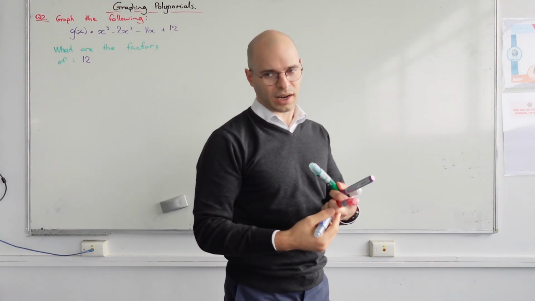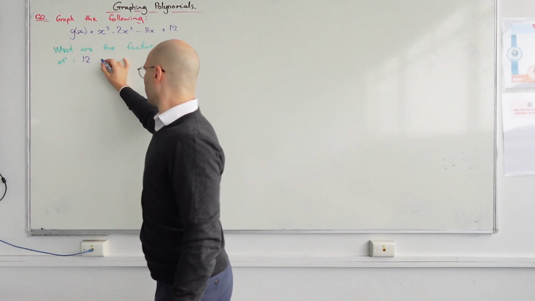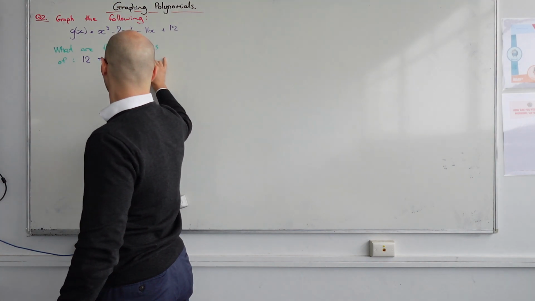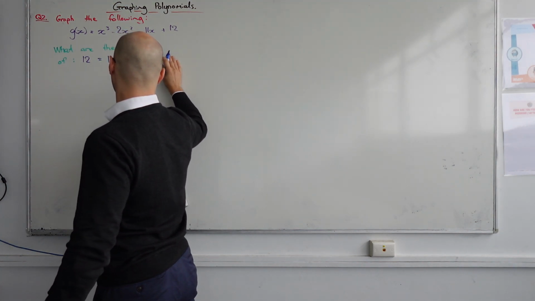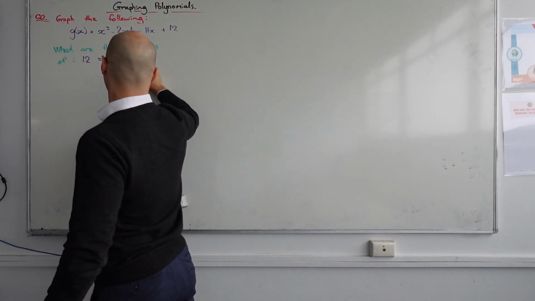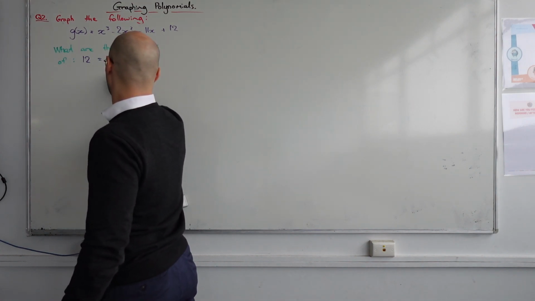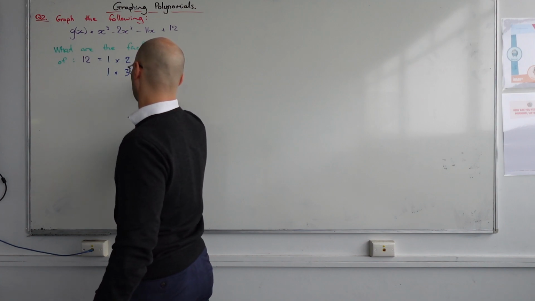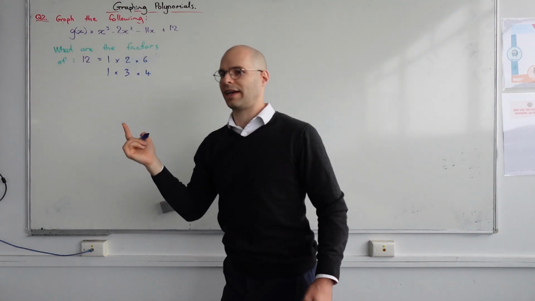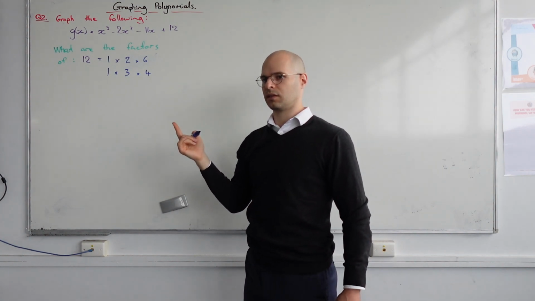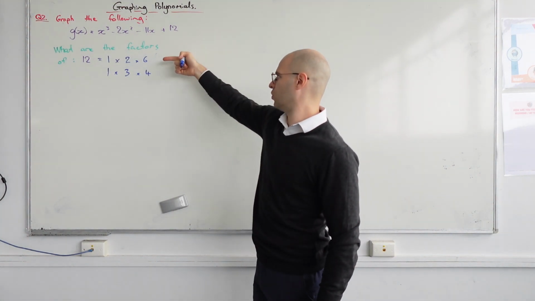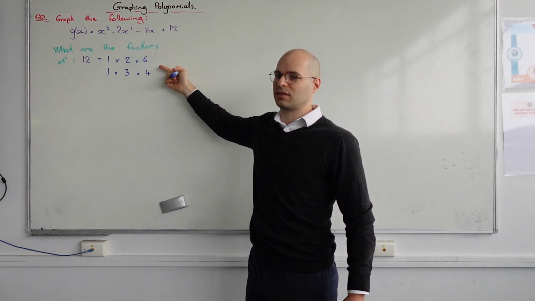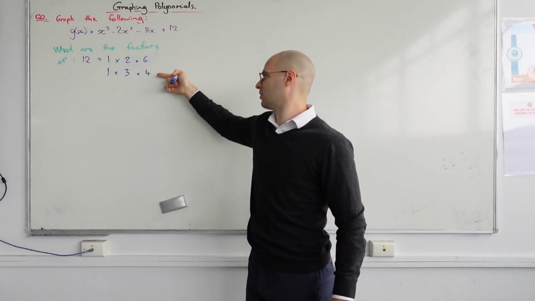So factors of 12, what are they? 1, 2, 3, 4, 6. 1 times 2 times 6, what else? 1 times 3 times 4. Now this is a third order, so how many factors are we looking for here? 3. Looking at this, I could break the 4 into 2 times 2, but that'll give us 4 factors, so let's not do that. Let's just keep it like this.